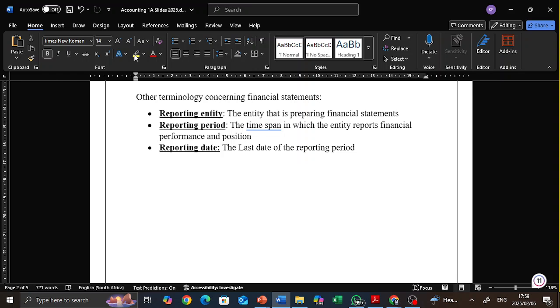When we're dealing with financial statements, we have three important concepts. Reporting entity. Okay, you've raised your hand. Please unmute and ask your question. Everyone who has raised their hand, take turns.